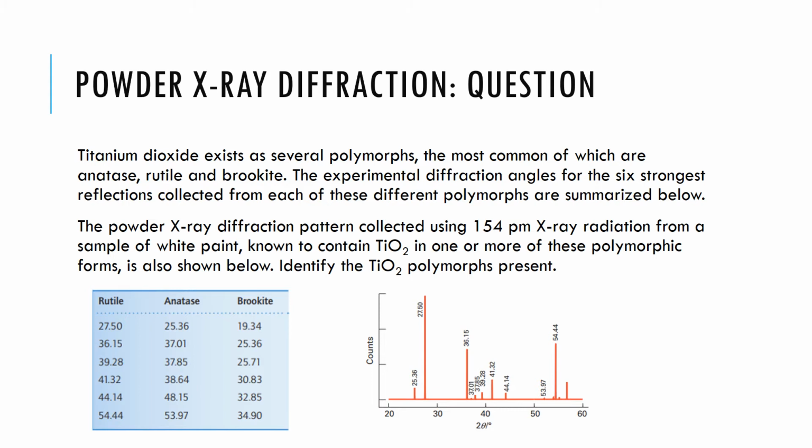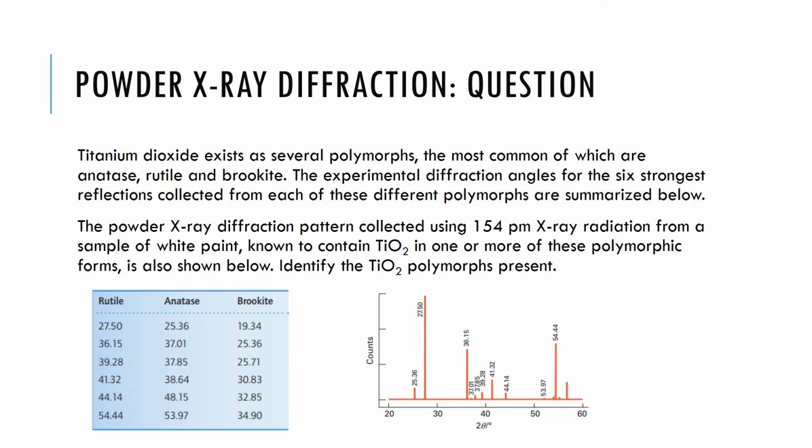So here's a little question to consider. Titanium dioxide exists as several polymorphs, the most common of which are anatase, rutile, and brookite. The experimental diffraction angles for the 6 strongest reflections collected from each of these different polymorphs are summarized below, and you can see them there. The powder X-ray diffraction pattern collected using 154 picometer X-ray radiation from a sample of white paint known to contain titanium dioxide in one of those polymorphic forms is also shown below on the right there, and you're asked to identify the titanium dioxide polymorphs present.